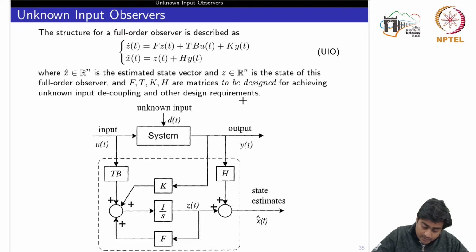So this is the block diagram description of this observer, where you see that the disturbance term, which we are calling the unknown input, is only acting onto the system, but we are not taking any information of this input to our observer. We are only taking the information of the input, or let's say the control output, and the output of the plant.